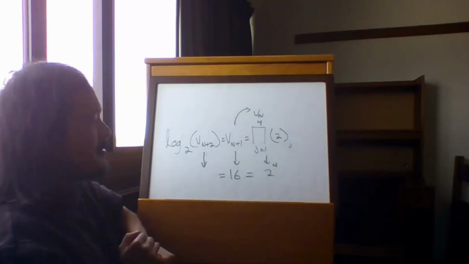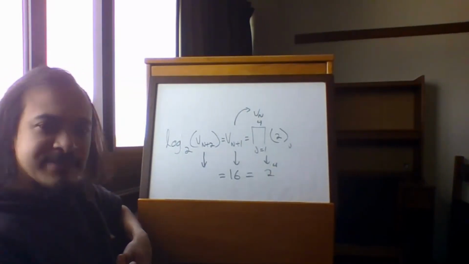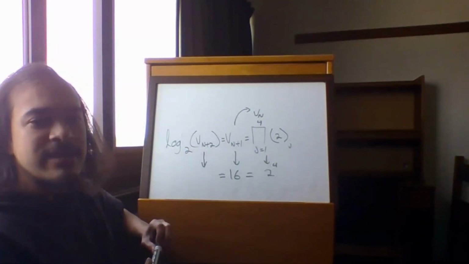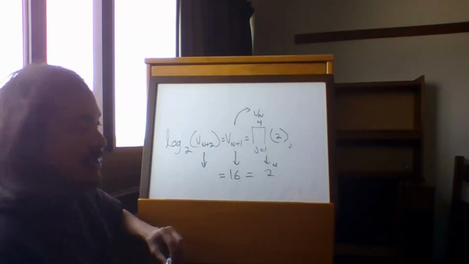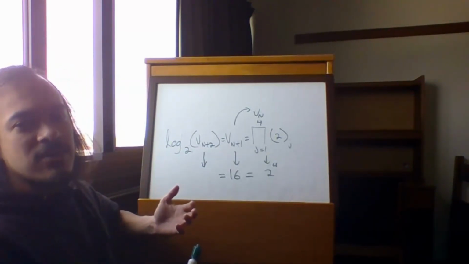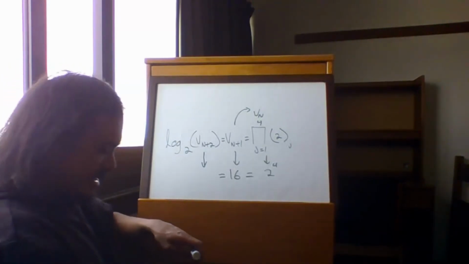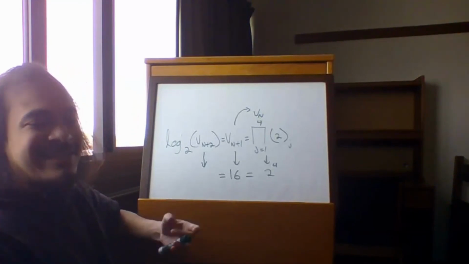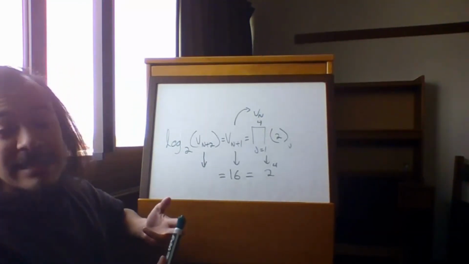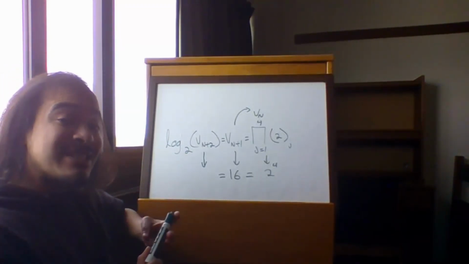This is a really interesting concept. This is one that's actually frequently used in computer science. What this is called is tetration. It's not repeated addition or repeated multiplication. It's repeated exponentiation.